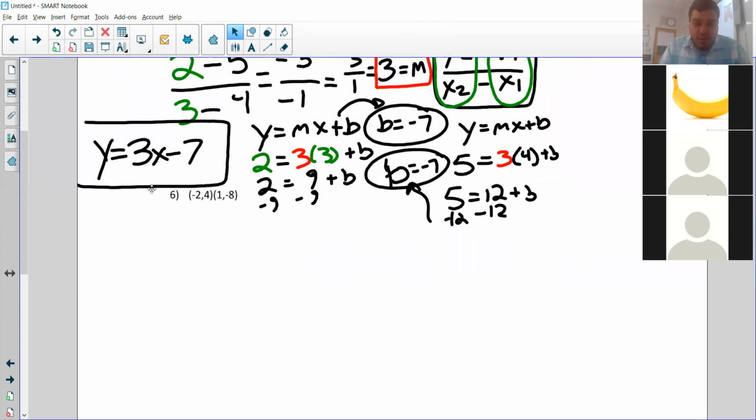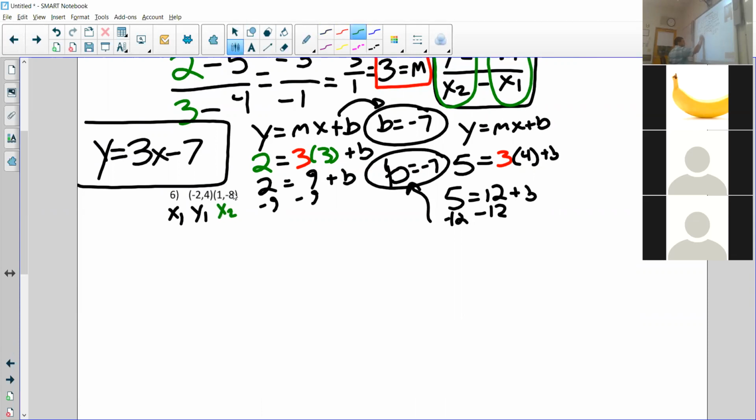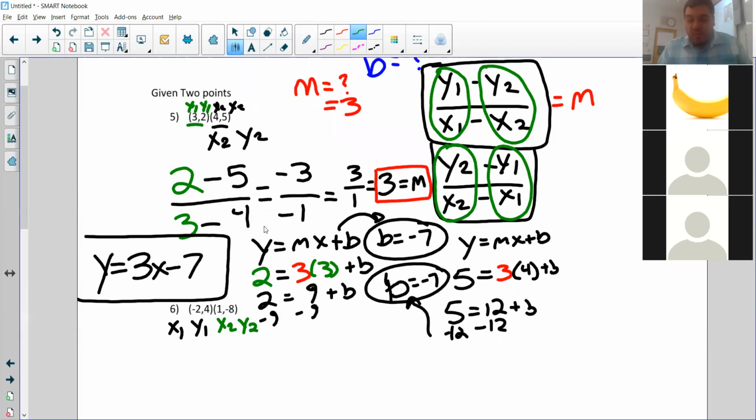Your exit ticket is going to be this coordinate point right here. You're going to tell me the equation. I'll help you set up: x1, y1, x2, y2. So number 6 is your exit ticket. I've got to actually do it myself because I don't remember.